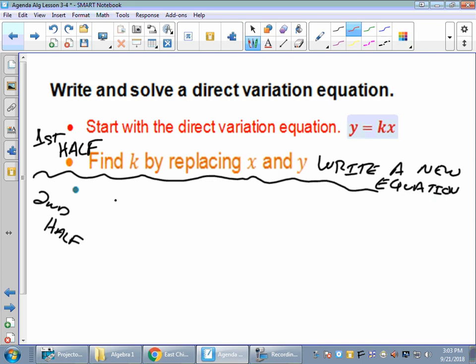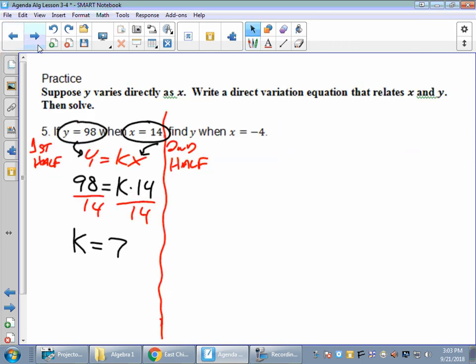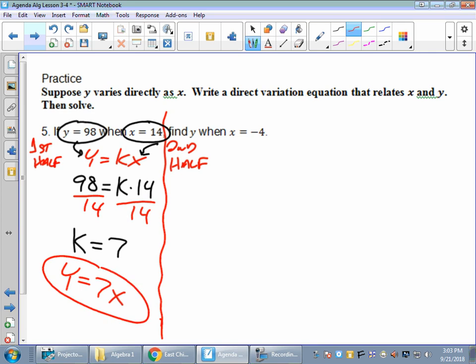So we're still going to write it in this form, y equals k times x, but now we know what k is. So now we're going to go ahead and write our new equation to say y equals 7x. So we're still writing it in the form y equals kx, but now we know what k is. So that is our new equation. It's our direct variation equation. So now we're going to bring that over to the second half and solve this problem using our new direct variation equation.